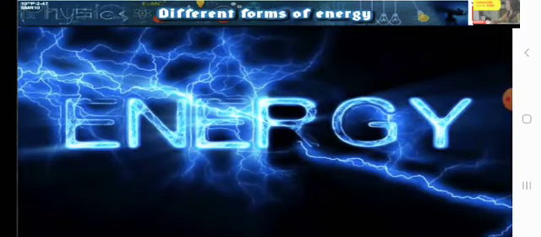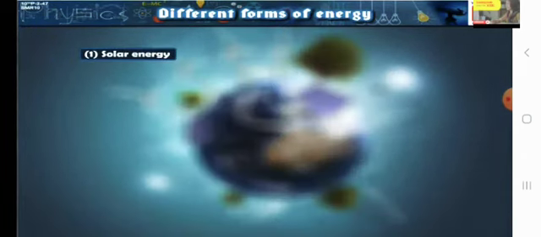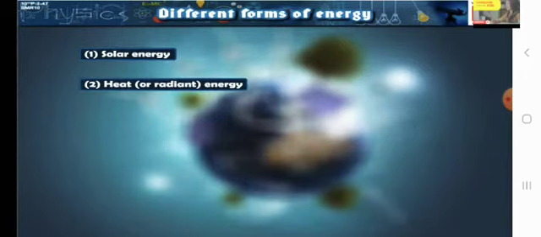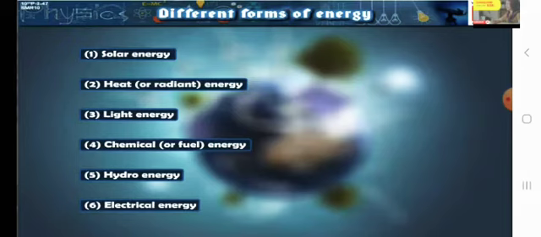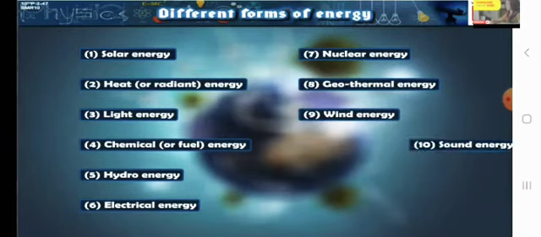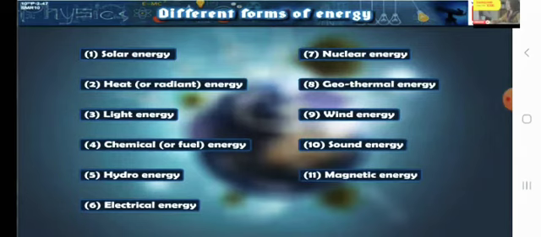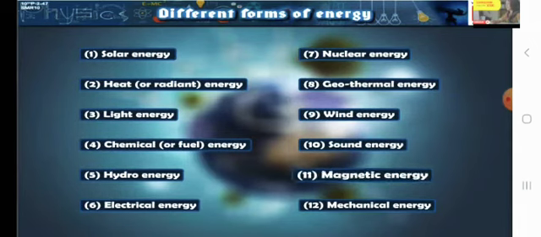Different forms of energy. Nature has provided us energy in various forms, namely: 1. Solar energy, 2. Heat or radiant energy, 3. Light energy, 4. Chemical or fuel energy, 5. Hydro energy, 6. Electrical energy, 7. Nuclear energy, 8. Geothermal energy, 9. Wind energy, 10. Sound energy, 11. Magnetic energy, and 12. Mechanical energy, etc. These forms of energy are described below.